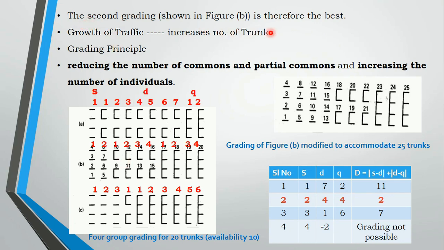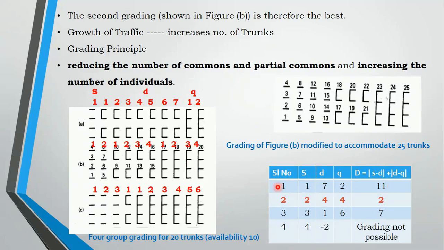The second Erlang distribution, that means we have already listed and drawn it. As long as the traffic grows, the number of trunks goes on increasing. But for our purposes, we need to reduce the traffic and even reduce the number of trunks. The grading principle says that you need to take care of singles, doubles and quadruples. So it is reducing commons. That means you should not draw a large number of commons, and you need to increase the number of individual connections also. To get an efficient connection and a good efficient network, you need to do that.